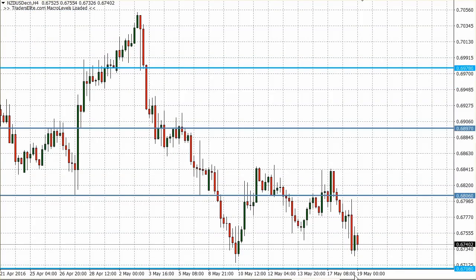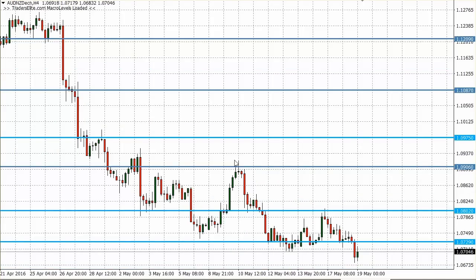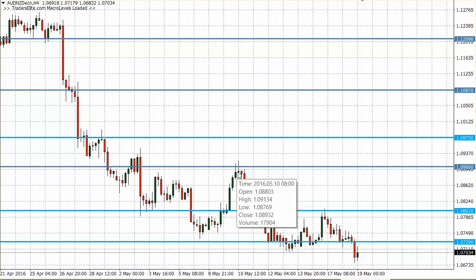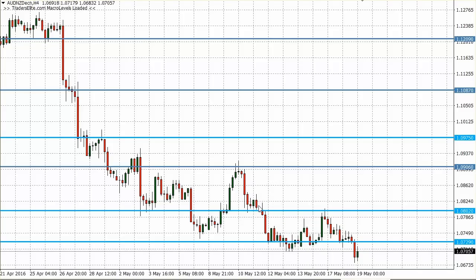Kiwi is very similar to the Aussie. Aussie Kiwi, here we get a nice one. This is a great example where it comes up to that macro level, finds resistance, tests it again, finds resistance again. So you could have gotten in at any of these points and sold it all the way down. Target one, halfway between your entry and the next macro level. Target two, just prior to the next macro level, which would have been this one. And target three, down to the second next macro level.